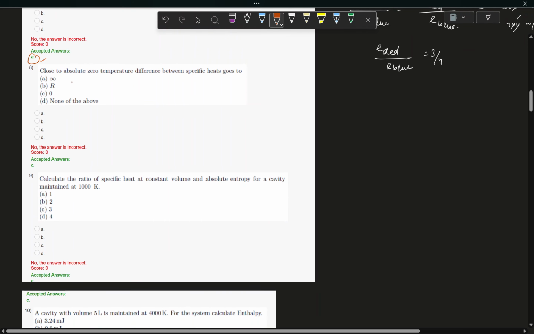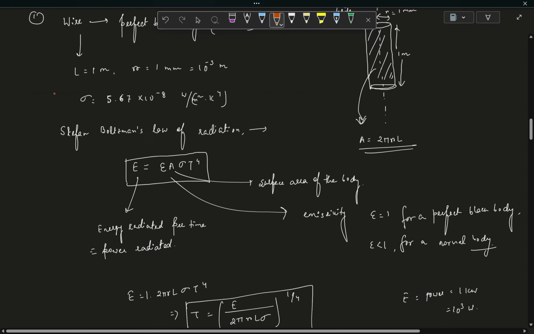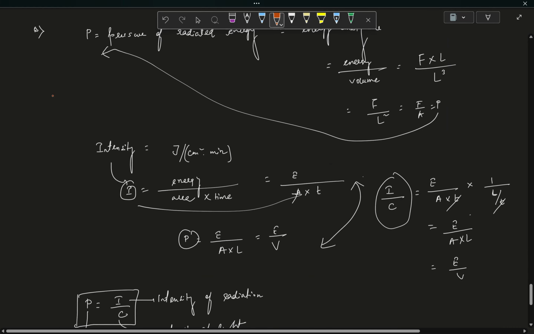Now this is a conceptual question in question number 8, that close to absolute zero temperature, the difference between the specific heat goes to what? So if the temperature is going to absolute zero, then what will be the difference of the specific heat value going to? So this value will be 0 first of all. How it is 0, that I am going to show you afterwards.